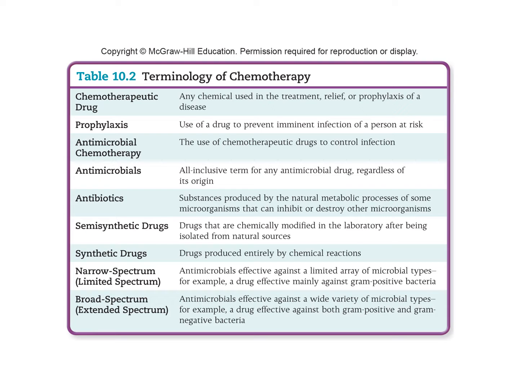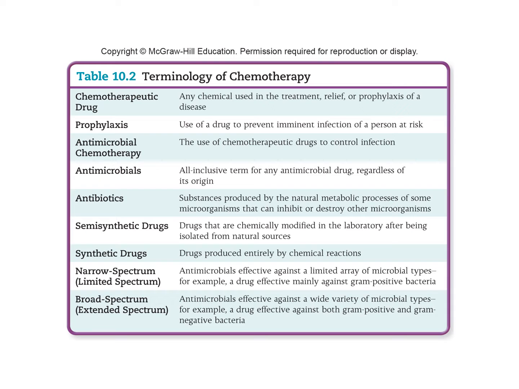Antimicrobial chemotherapy. This is the use of chemotherapeutic drugs to control infection. So that's a specific type of chemotherapy. Antimicrobials themselves are an all-inclusive term for any antimicrobial drug, regardless of its origin. So this means antimicrobial could be antifungal, antiprotozoal, antiviral, antibiotic, etc. Antibiotics are substances produced by the natural metabolic processes of some microorganisms that can inhibit or destroy other microorganisms.